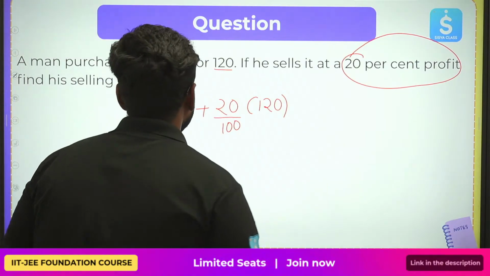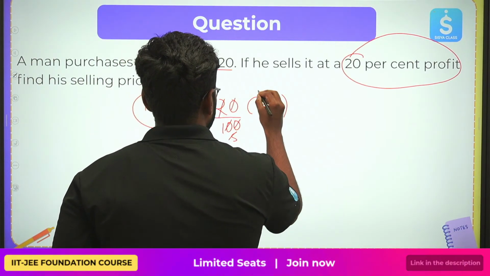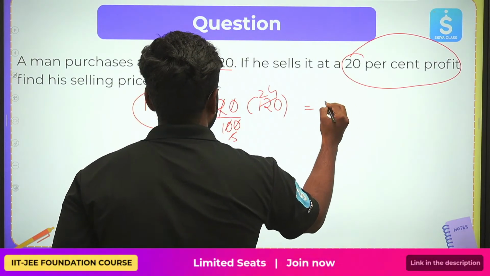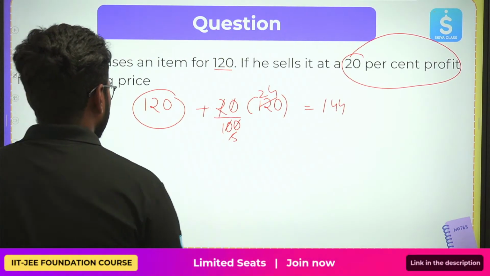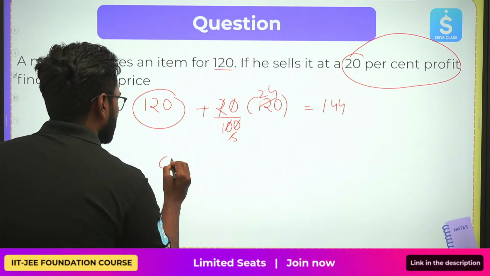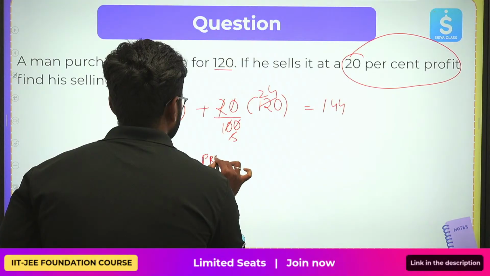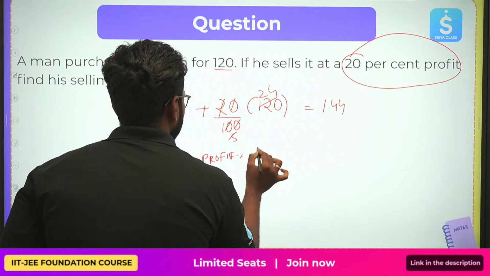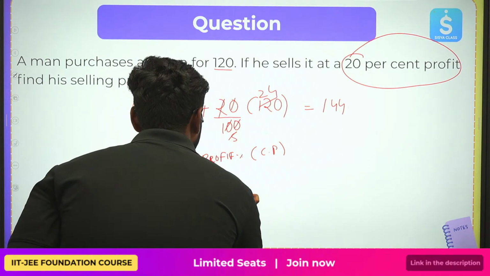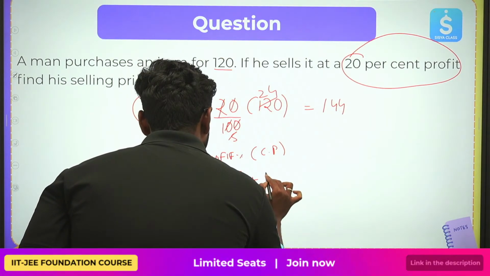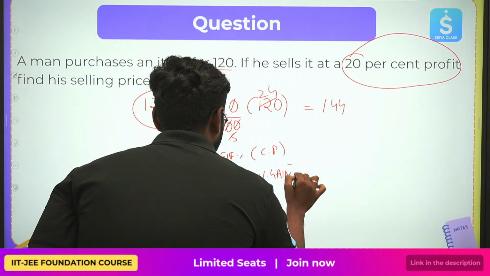So that would be 24. This should be 144. Right? You can also solve this if you take common. If this is nothing but CP plus profit into CP, you can directly write this as CP into 1 plus percentage profit or percentage gain, right?